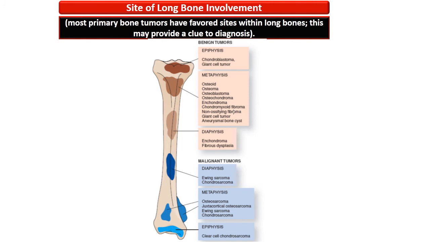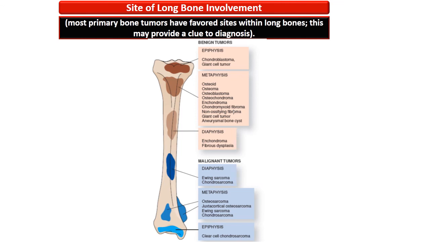So this diagram is summarizing the previous picture, which is depicting that the common benign epiphyseal tumors are chondroblastoma and giant cell tumor, while osteoid osteoma, osteoblastoma, osteochondroma, enchondroma, chondromyxoid fibroma, non-ossifying fibroma, giant cell tumor, and aneurysmal bone cysts tend to occur at or near the metaphysis. Common benign diaphyseal tumors are enchondroma and fibrous dysplasia.